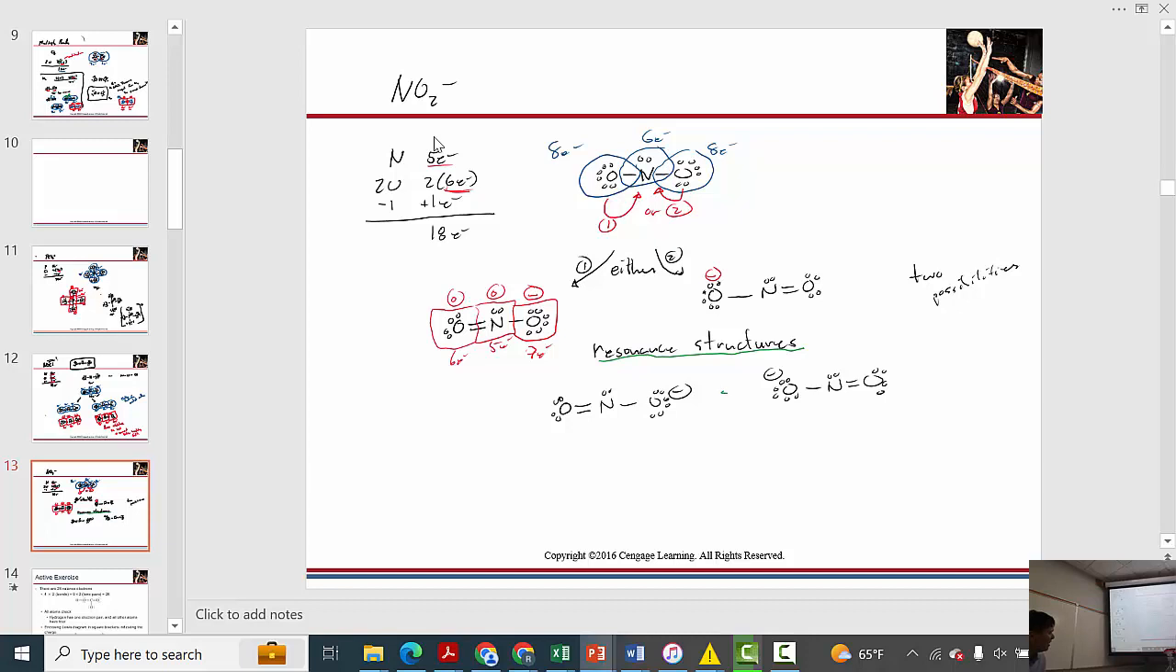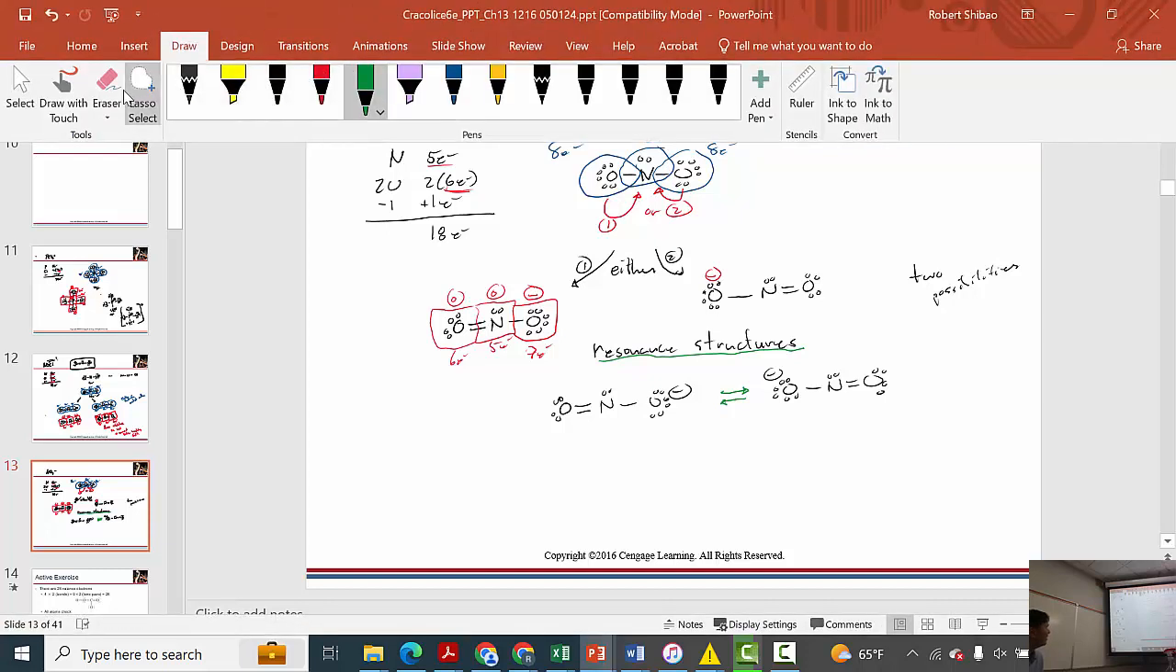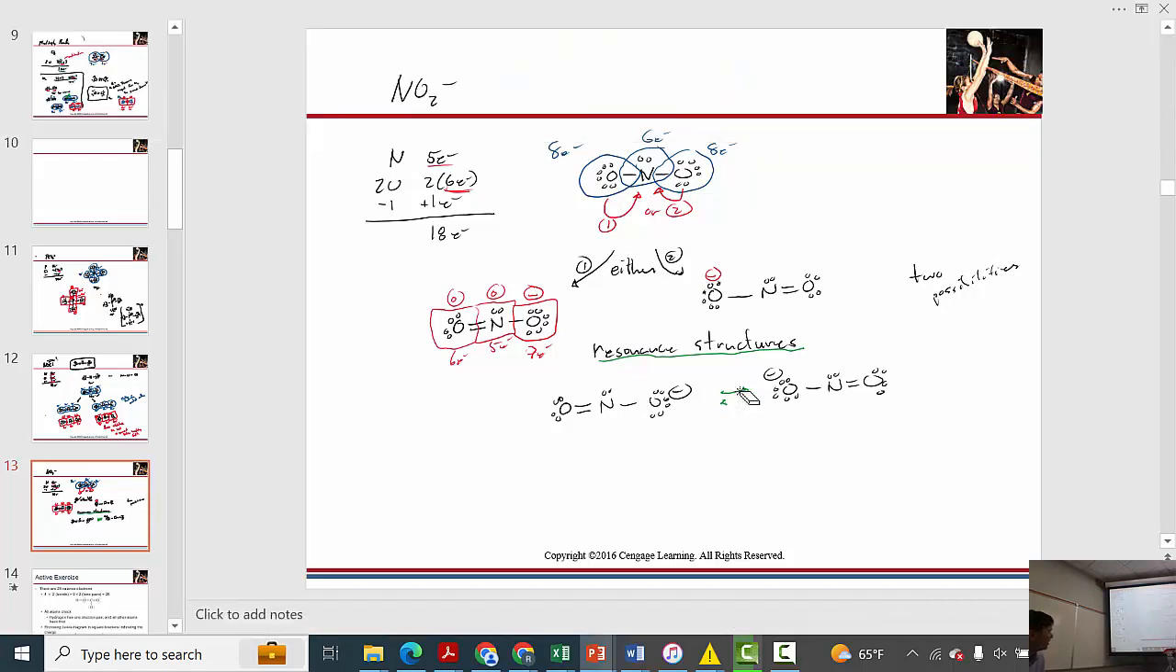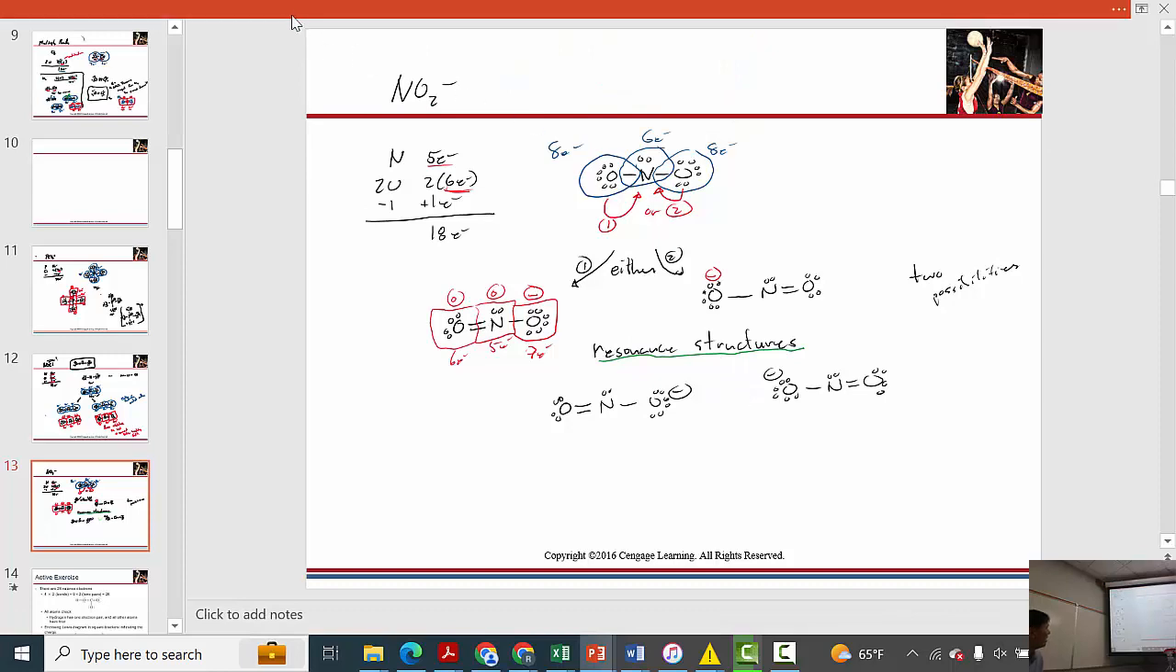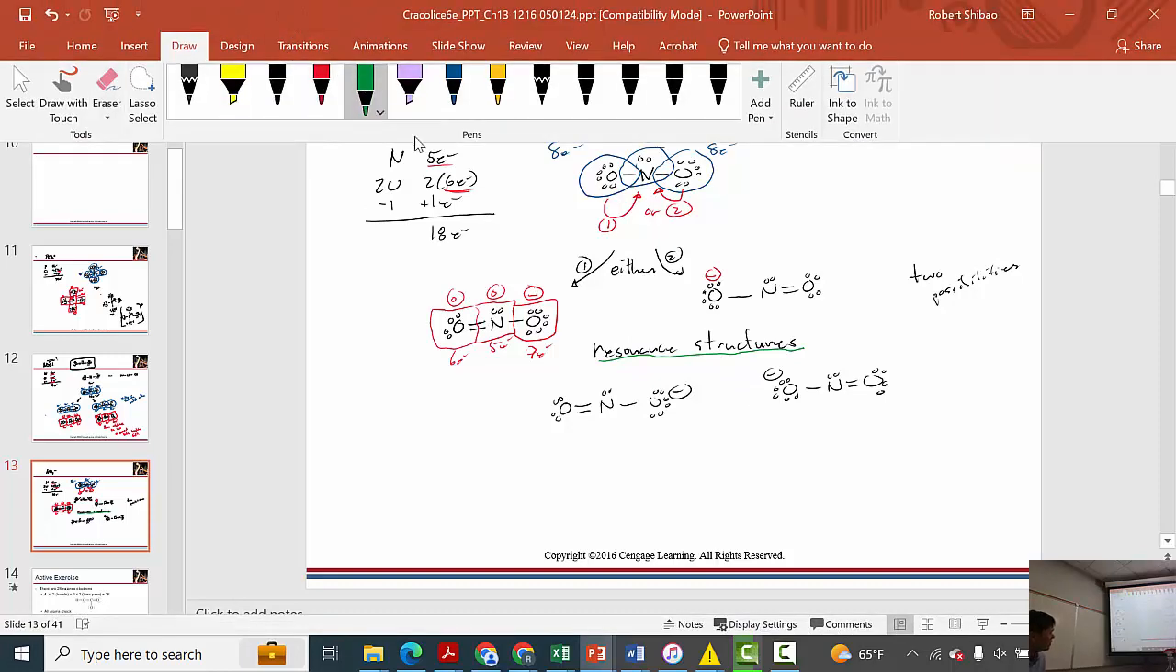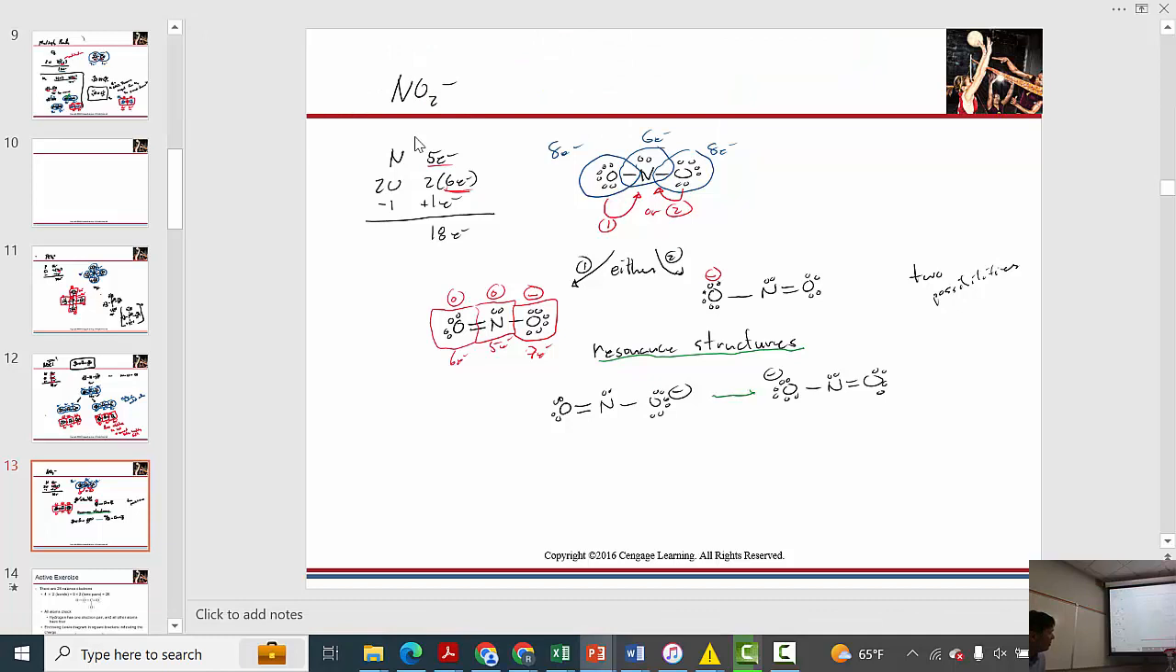We draw the... we don't do it that way, sorry. We don't do it like this. We don't draw 2 arrows. We draw 1 arrow. We draw 1 arrow with 2 heads. This is called the double-headed arrow, and double-headed arrows signify that we have resonance structures, that we have this choice, and these are 2 equivalent.